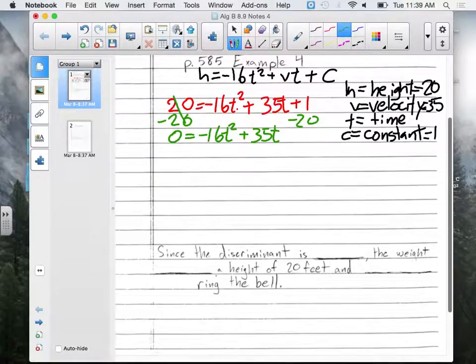And then what's 1 minus 20? Negative 19. I thought you couldn't have a negative 16 squared. Why? Why can't we have negatives there?